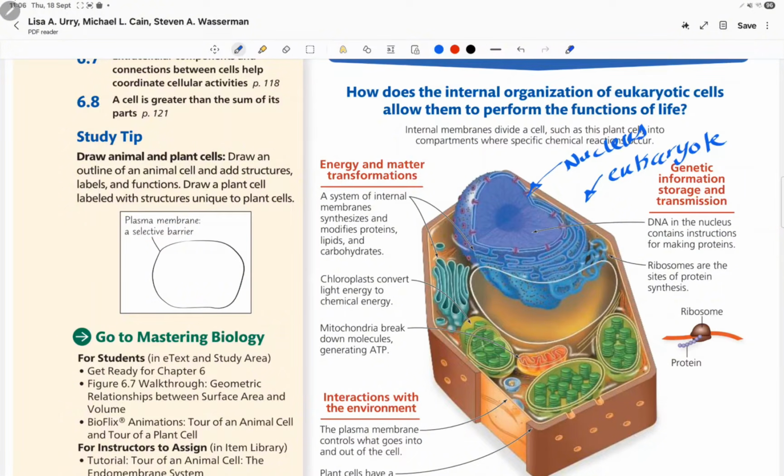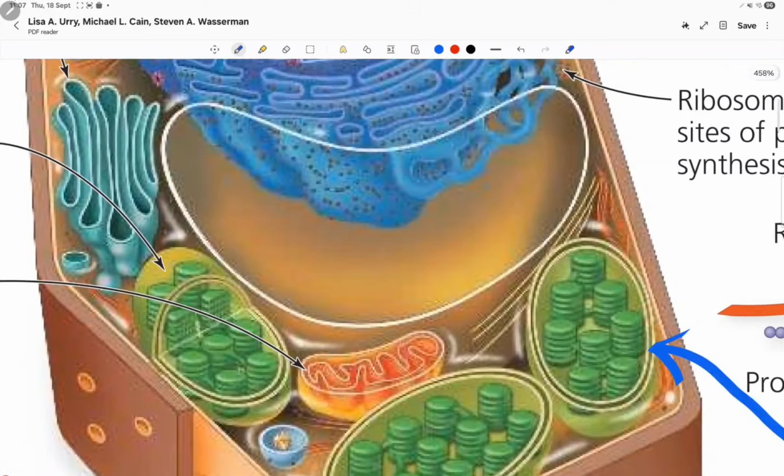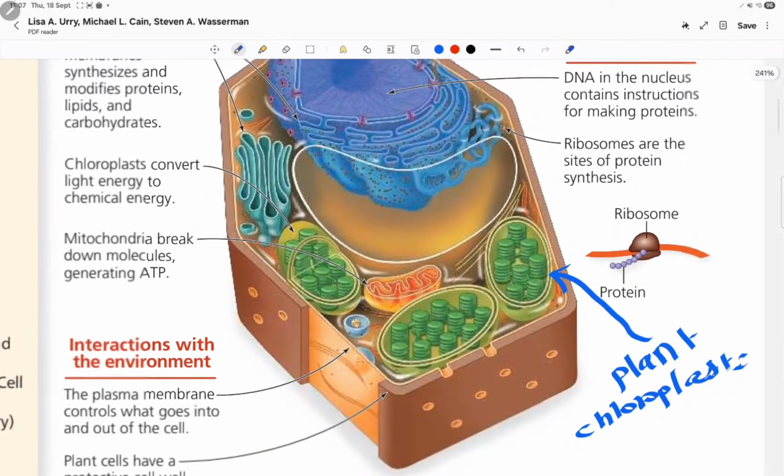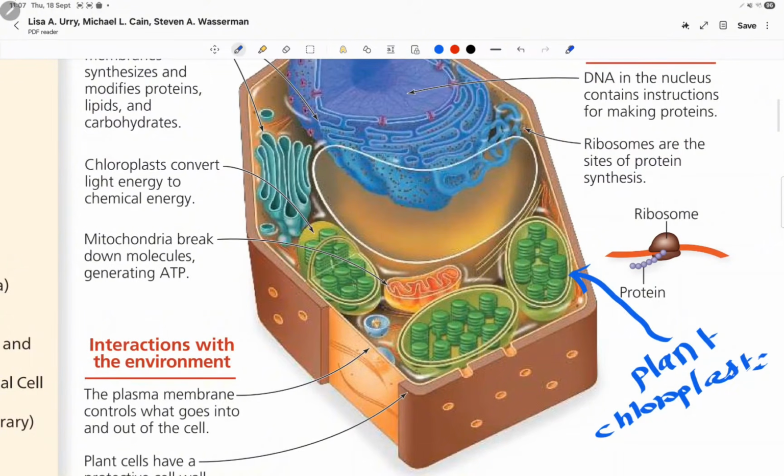Whenever you see green, it's a plant, because plants are green for the most part, right? So it's a plant eukaryotic cell. These green parts are called chloroplasts. And right now, if you zoom in, they look like coins. So inside the chloroplast, we're going to have coins.